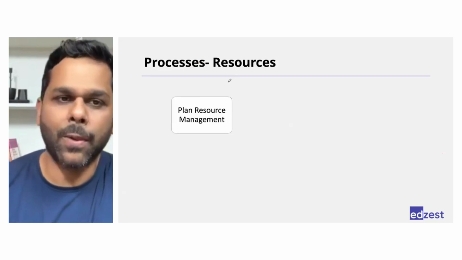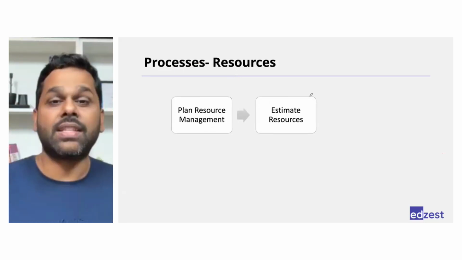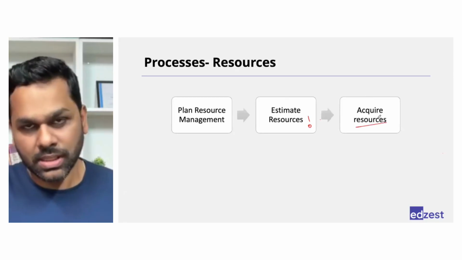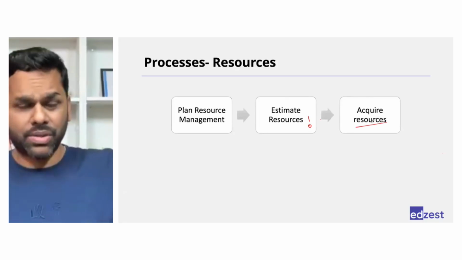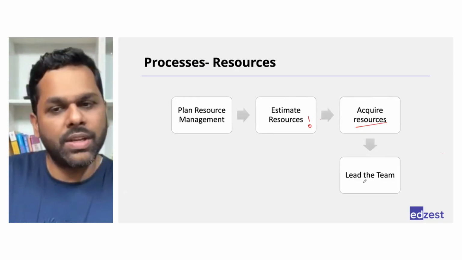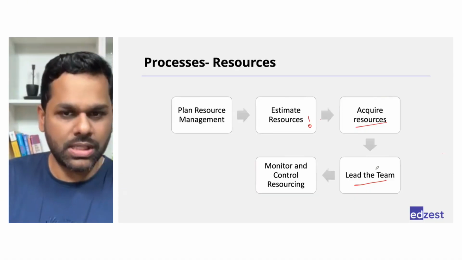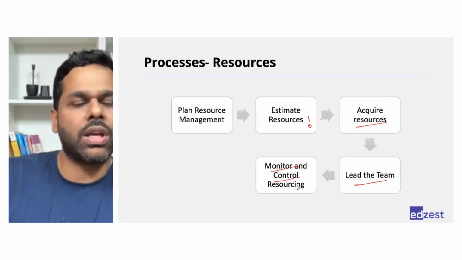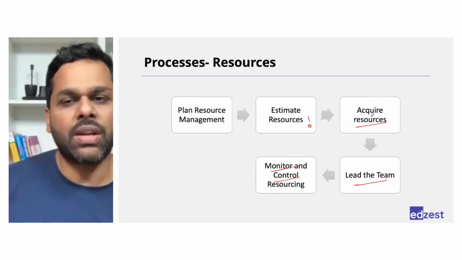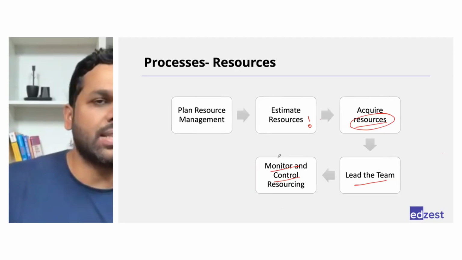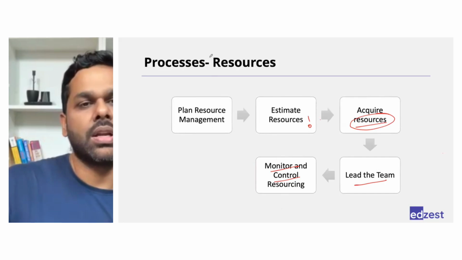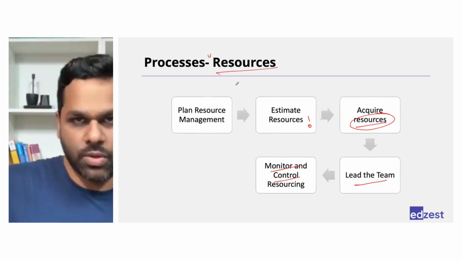Similarly, for resources, we have planning resource management, then estimating what type of resources we may need. Then acquiring those resources so that we have the team members, equipment, and machines that we need. After that, we need to lead the team for the human resources. And we also need to monitor and control the resourcing, which means we need to ensure that whatever resources we have acquired are utilized in the best way possible. So these are the processes for the resource performance domain.